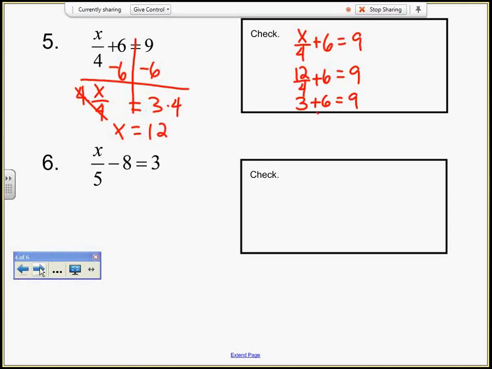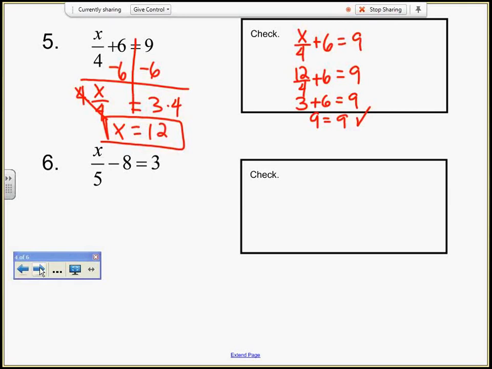3 plus 6 is equal to 9. Keep going here. Is 9 equal to 9? Oh, yes, it is. That means I can box my answer. X is equal to 12. And that's my answer. X is equal to 12. Let's try number 6. Okay, what am I going to do first? Shall I do my division first, or my subtraction first?